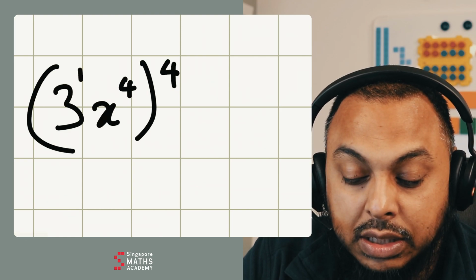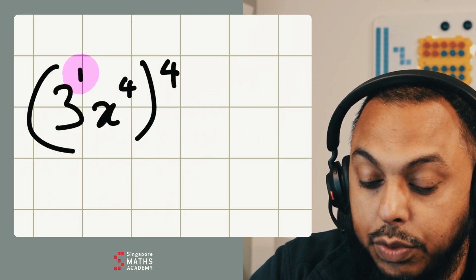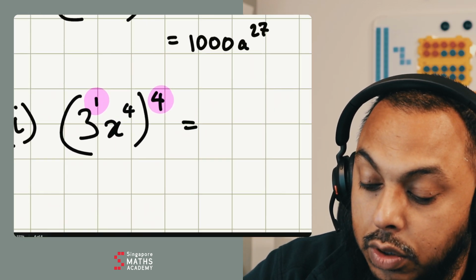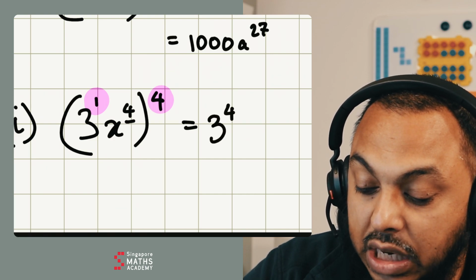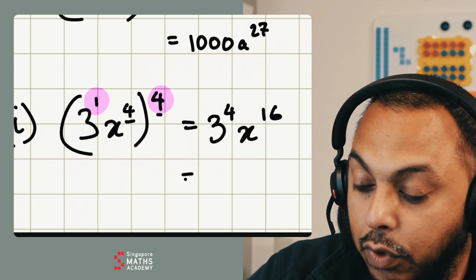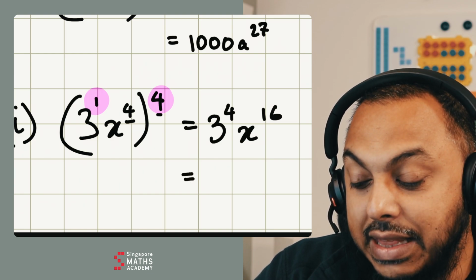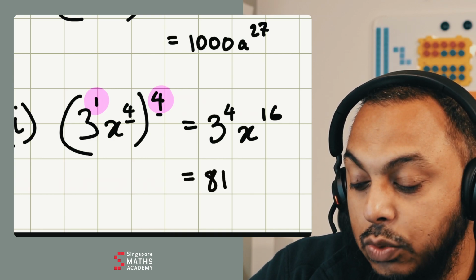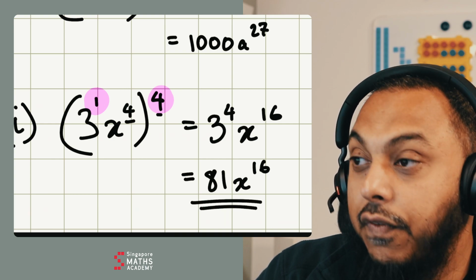to the power of 1, and x to the power of 4 is already an index here. And so we've got 1 times 4, which is equal to 4. So we get 3 to the power of 4, and 4 times 4 is 16, x to the power of 16, and therefore I get 3 to the power of 4. 3 times 3 is 9, times 3 is 27, times 3 is 81. You get 81 x to the power of 16 as your final answer.